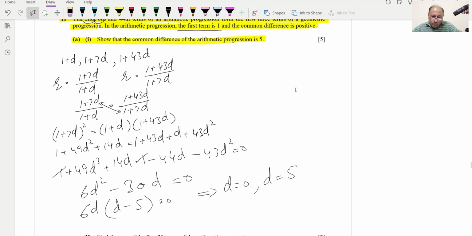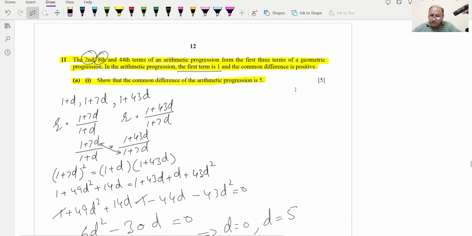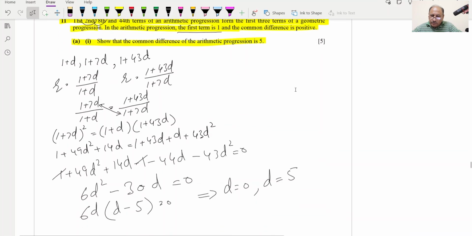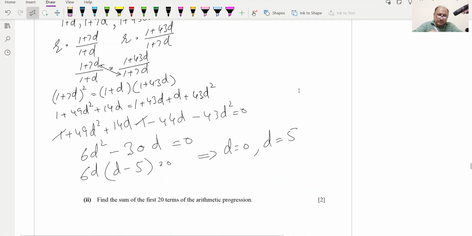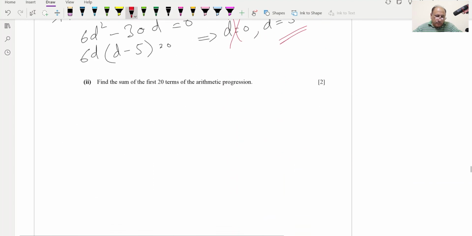And if we go through the question, it is saying that the common difference is positive, so we will reject this 0 and take only 5. This will be our final answer. Hopefully you understood this. This was a 5-mark part.